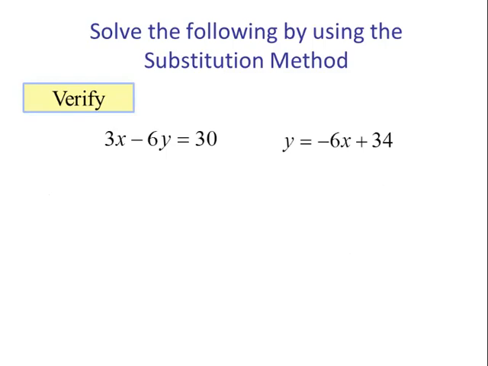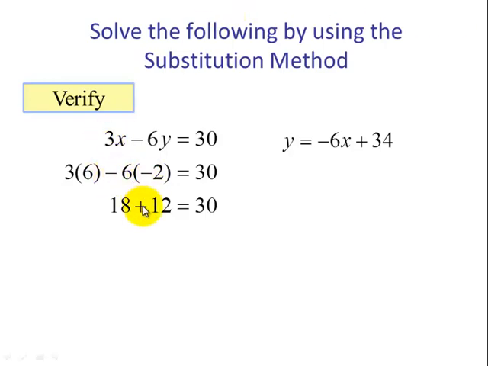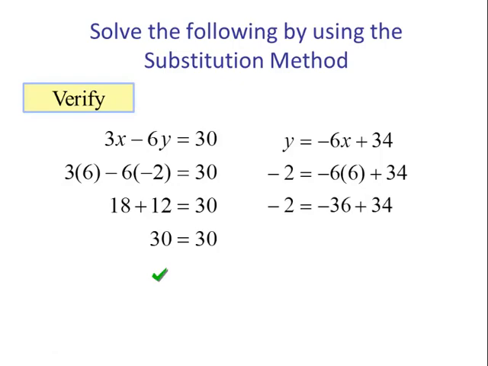To verify this, using our first equation, we have 3 times 6 minus 6 times our y, which is negative 2. Hopefully that equals 30. So we have 18 plus 12, because a negative times a negative is a positive, and 18 plus 12 is 30. It checks. For the second equation, we have negative 2 equals negative 6 times our x, which is 6, plus 34. Negative 6 times 6 is negative 36, plus 34 is negative 2. So we have left hand side equals the right hand side. We have verified the solution.